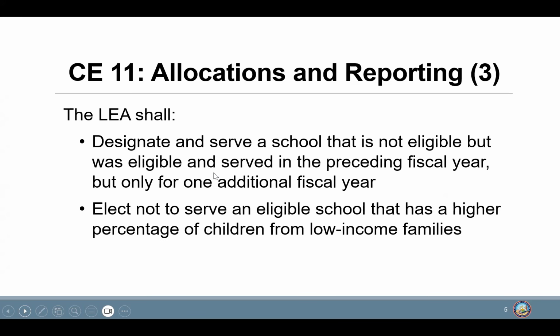The LEA shall designate and serve a school that is not eligible to receive Title I funds, but was eligible and served in the preceding fiscal year. This only applies for one additional fiscal year. The LEA shall elect not to serve an eligible school that has a higher percentage of children from low-income families.